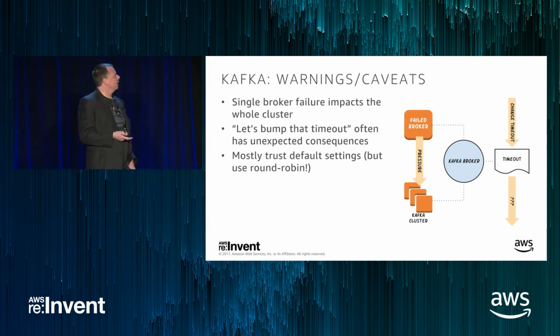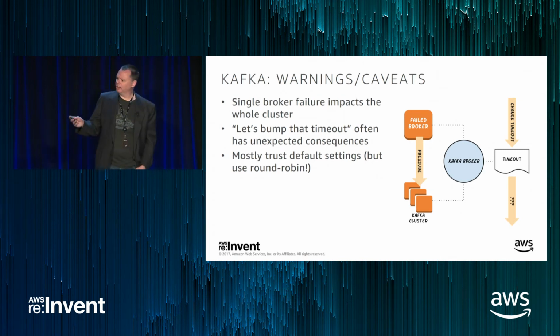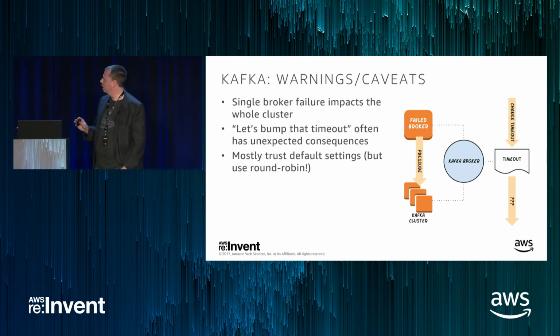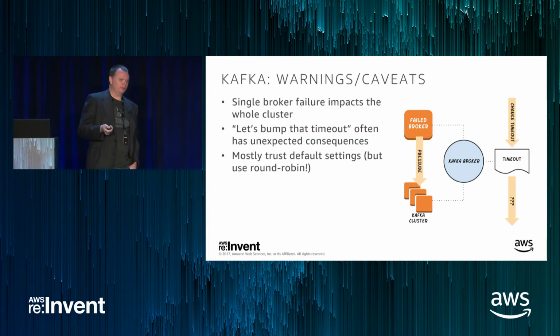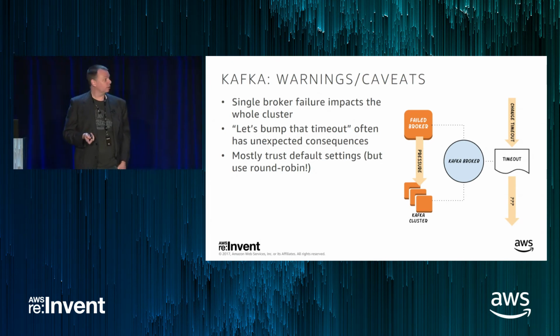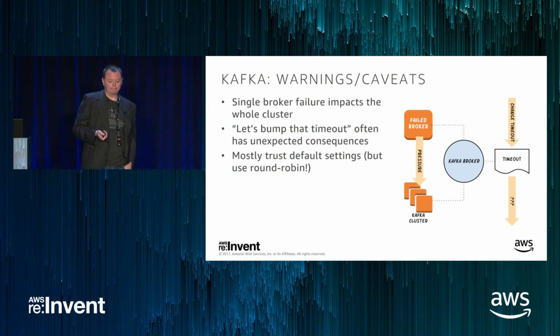Something else to keep in mind is that a single broker failure impacts the whole cluster. Now, if you lose a single broker, it's not that the cluster's down forever until the broker comes back up. But what happens is when the broker fails, for any partitions that he was the leader for, a leader election needs to be held to figure out who is now going to own that partition. On large clusters, that can take over a minute.